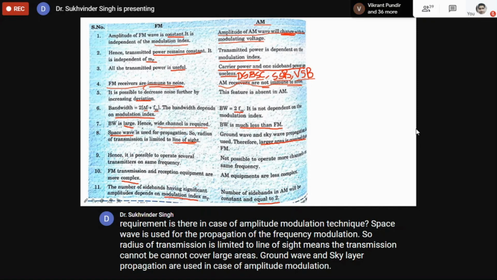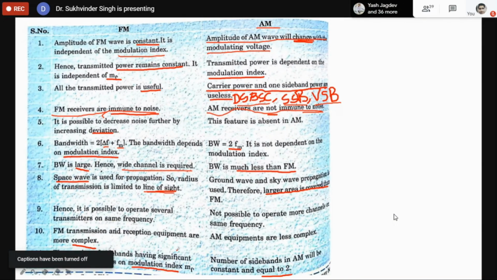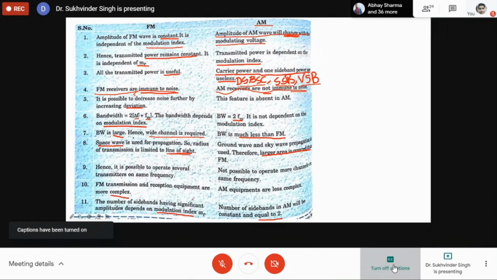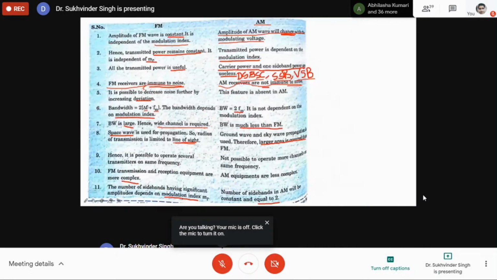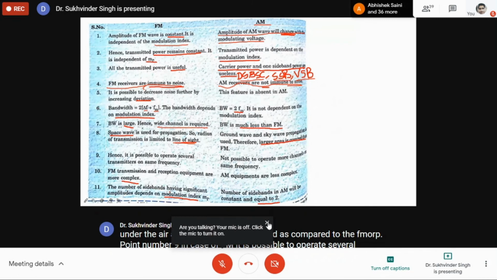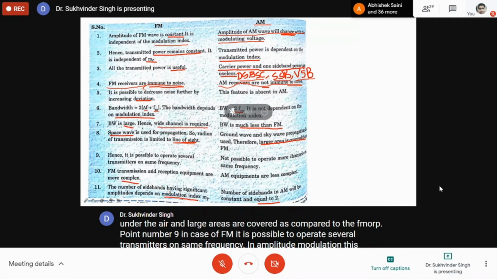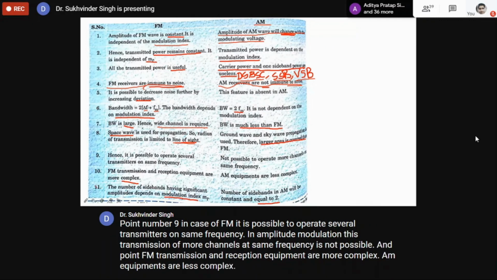In AM, the modulation index is around 1 or less than 1. The number of sidebands is 2 in AM, whereas in case of FM and PM, the modulation index is around 1 and can be more than 1, and it can even be hundreds of times greater than 1. The second thing is the number of sidebands in case of FM can be more than 2. So due to the number of sidebands being greater than 2 in FM and PM, it is possible to send more and more signals.